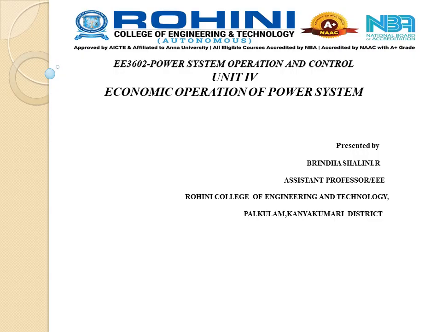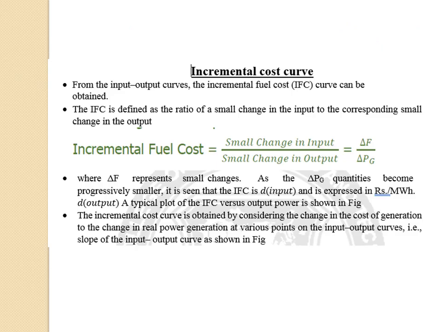Kanyakumari District. In Unit 4, Economic Operation of System, we are discussing the incremental cost curve. From the input and output curve, the incremental fuel cost curve can be obtained. The incremental fuel curve is defined as the ratio of small changes in the input to the small changes in the output, where del F is the small change in input and del P is the small change in output.